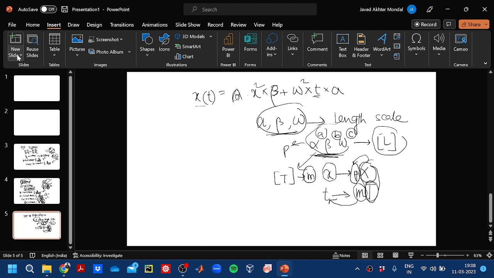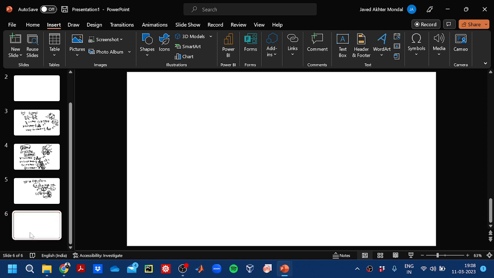So now let us proceed to the next topic. So this is basically simple harmonic motion.